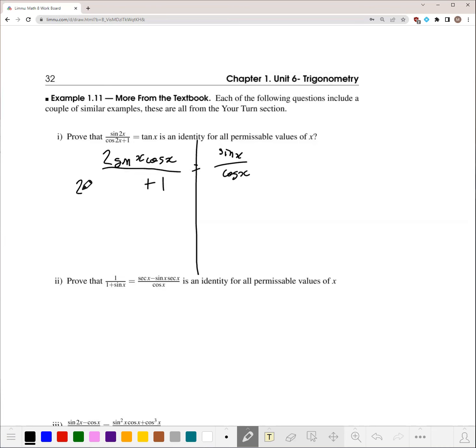What if I do 2 cosine squared x minus 1? That's one of our double angle identities for cosine 2x. And look what happens. We have -1 and +1 cancel out. Then our 2's cancel out. And I have cosine squared on the bottom in my denominator. My numerator has cosine x, so I can just cancel that out. And that leaves me with sine x is equal to cosine x. And that shows that my left-hand side is equal to my right-hand side.